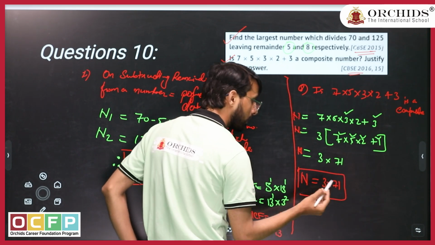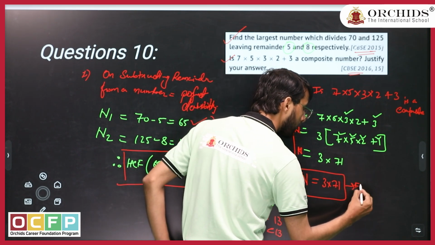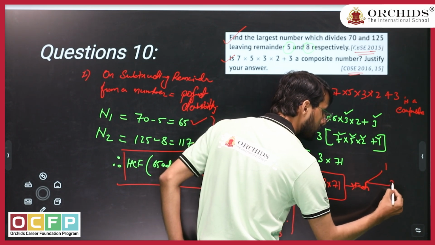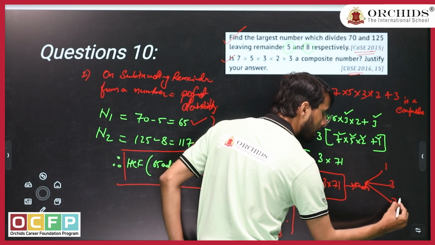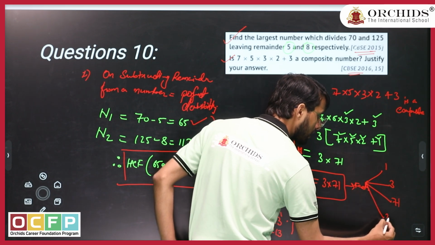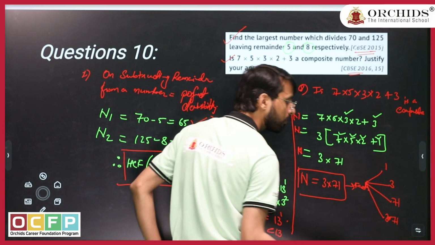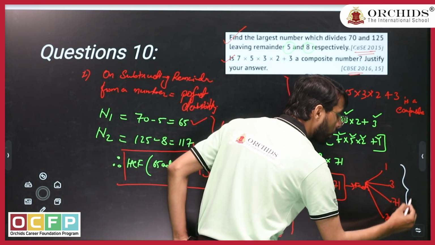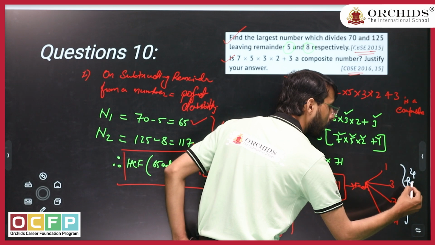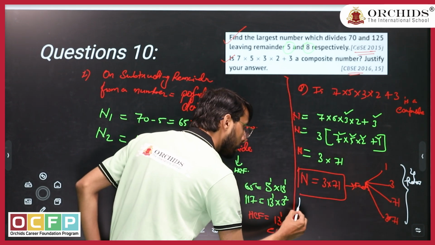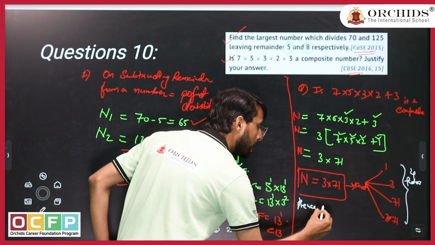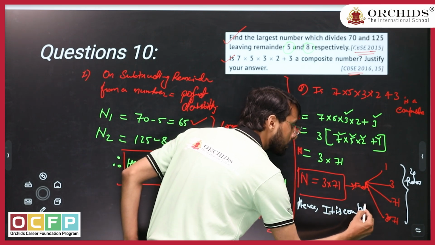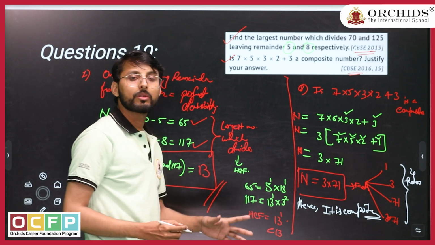And 3 cross 71, how many factors does it have? The first factor is 1. The second factor is 3. The third factor is 71. The fourth factor is 3 cross 71, the number itself. So we are getting a total of 4 factors. Hence it is composite. So this is the way to solve the question.